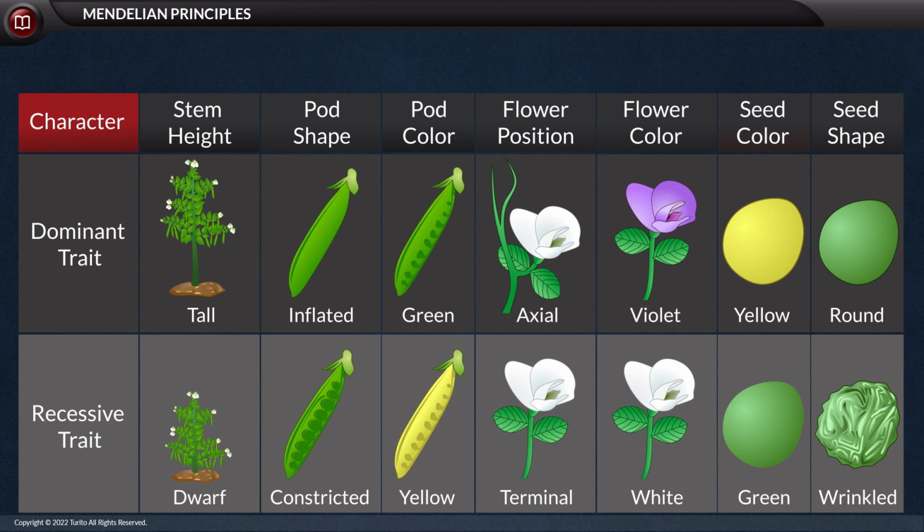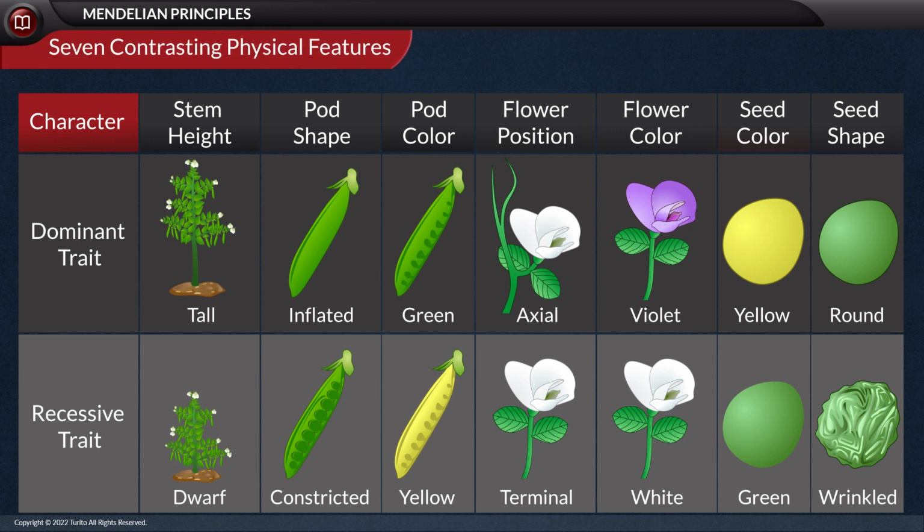Above all these, pea plants have several contrasting physical features, governed by specific genes, out of which 7 characteristics were considered by Gregor Johann Mendel. 1. Stem height to be tall or dwarf. 2. Pod shape to be inflated or constricted. 3. Pod color to be green or yellow. 4. Flower position to be axial or terminal. 5. Flower color to be violet or white. 6. Seed color to be yellow or green. 7. Seed shape to be round or wrinkled.